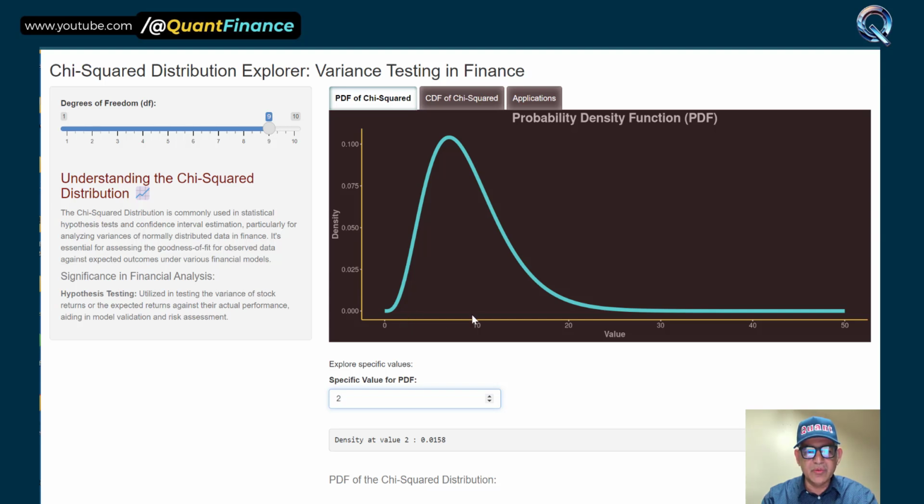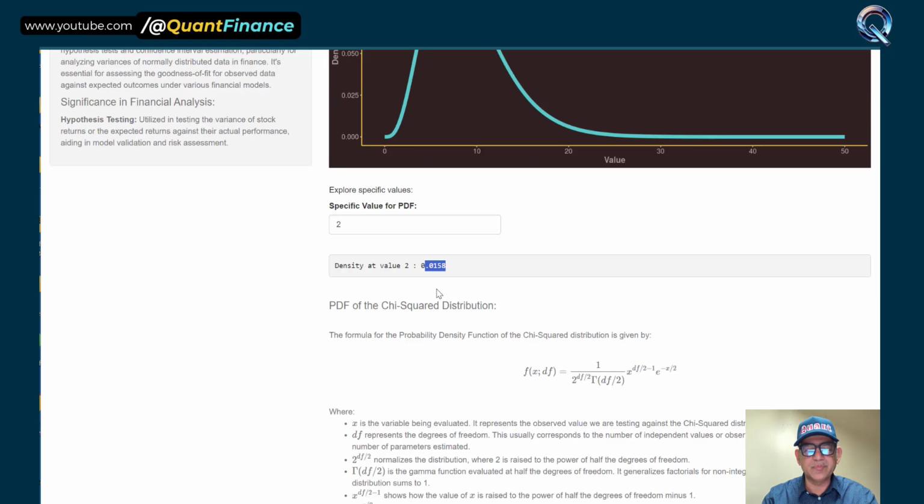So at 10 it is this, if we go vertically. But at 2 it is coming out to be very close to 0.0158, and this is shown here and on the graph also. At 2 it would be 0.0158.